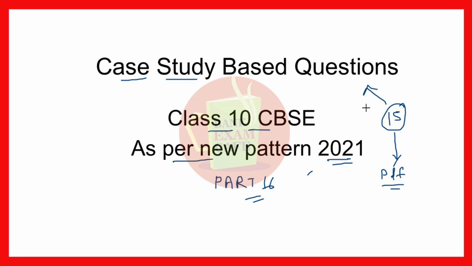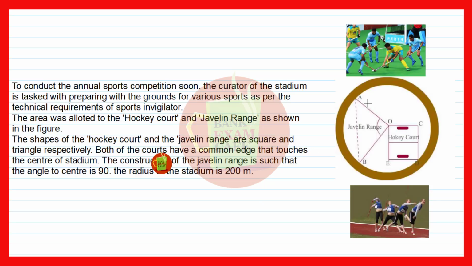So friends, let us see what is today's question. Friends, here is a question. To conduct the annual sports competition soon, the curator of the stadium is tasked with preparing the grounds for various sports as per the technical requirements of the sports invigilator. The area was allotted to hockey court and javelin range as shown in the figure.